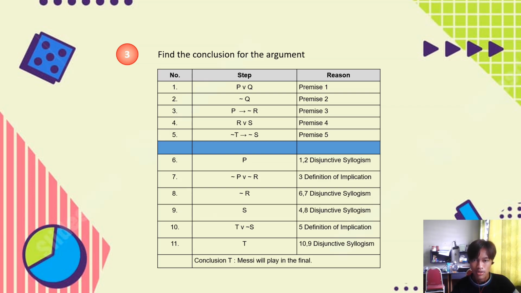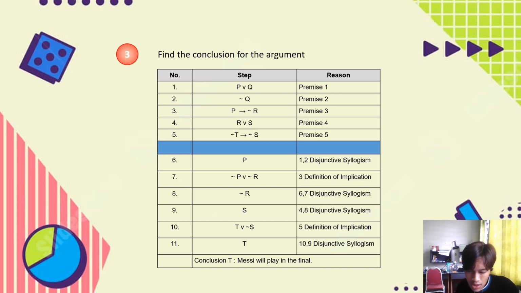disjunction negation R. For number 8, we will use disjunctive syllogism using step number 6 and number 7, and then we will get negation R. And for number 9, we will use disjunctive syllogism again from number 4 and number 8 to get S. And for number 10, we will use the definition of implication from number 5 to get T disjunction negation S. And finally, we will use disjunctive syllogism from number 10 and number 9 to get T.